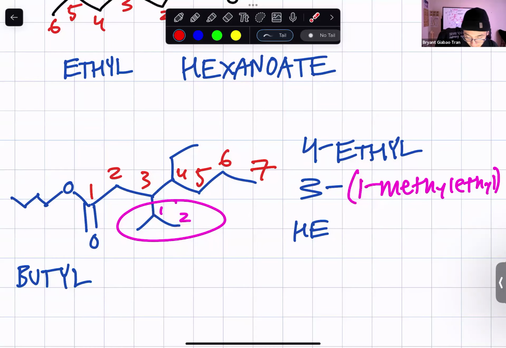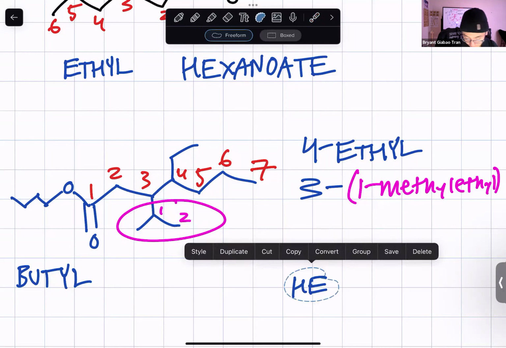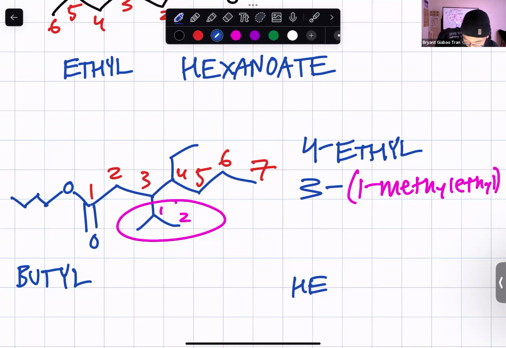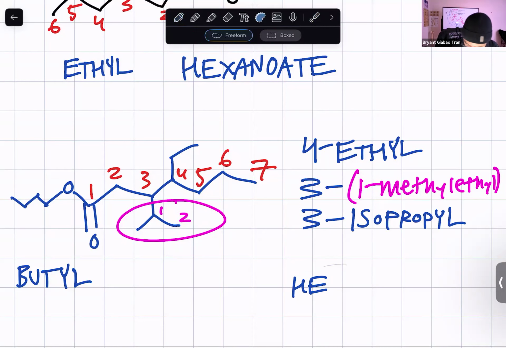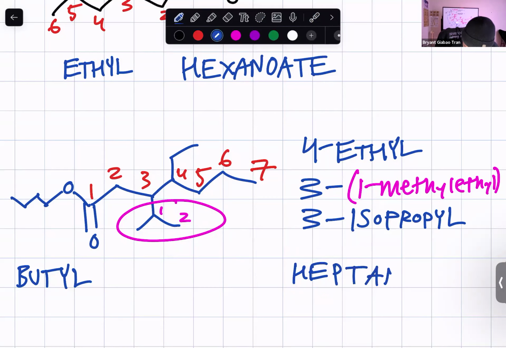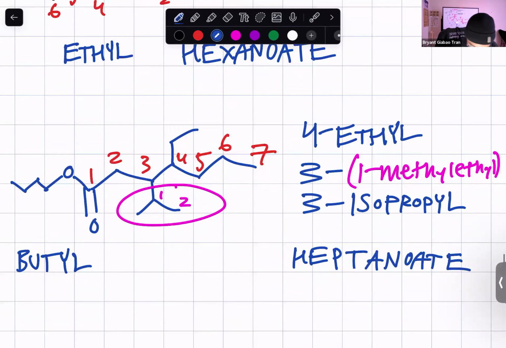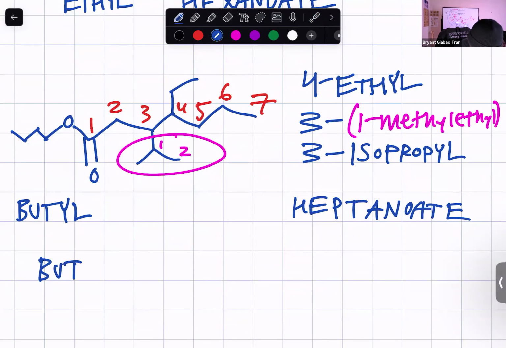But if you want to use the common name, then this would be an isopropyl. Isopropyl. Right. And then we said this was 7 carbon long, so that's heptanoate, like that. Right. Okay. So butyl.